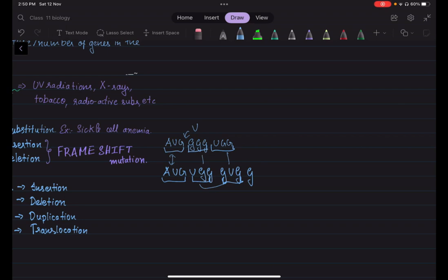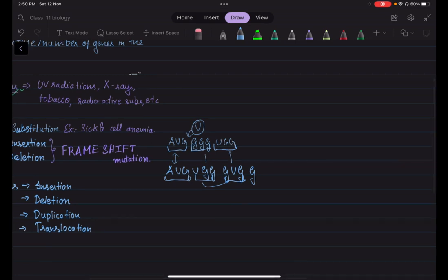Same case with deletion. If you delete either of them, the entire code will be read wrong. So you can see here the entire reading frame of the code is shifted, either by addition of one or deletion of any nucleotide. That is why we call it frame shift mutation.